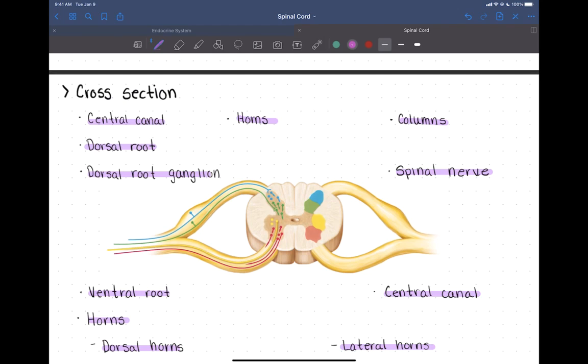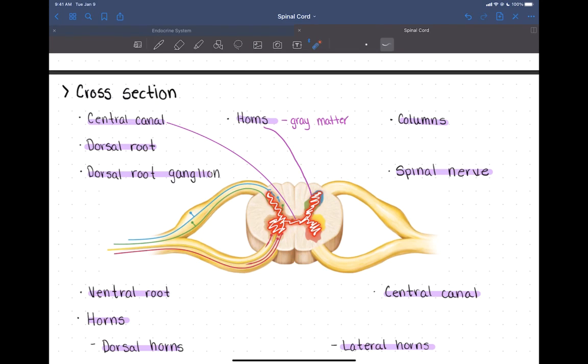When we're looking at it, first, to orient ourselves, we have our central canal here in the middle. Remember, CSF will travel through that. Our spinal cord is divided into horns and columns. Horns are going to be our gray matter. Remember, gray matter contains primarily cell bodies and some dendrites, so those horns are made up of cell bodies and dendrites. You can see those here. All of this would be horns, all gray matter throughout here.